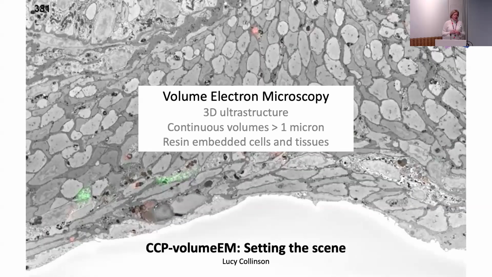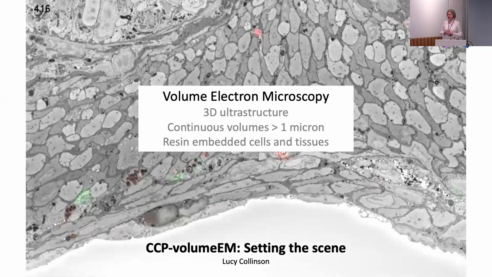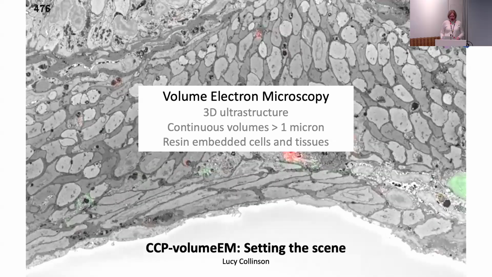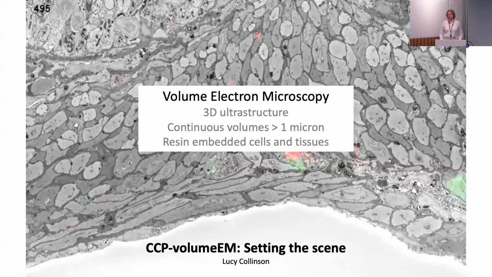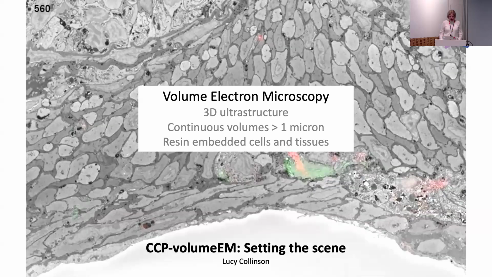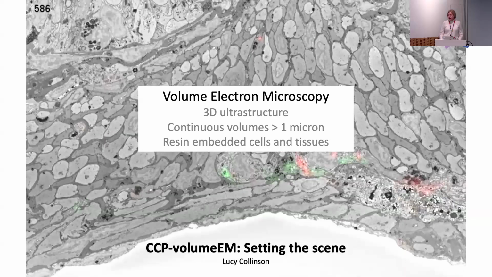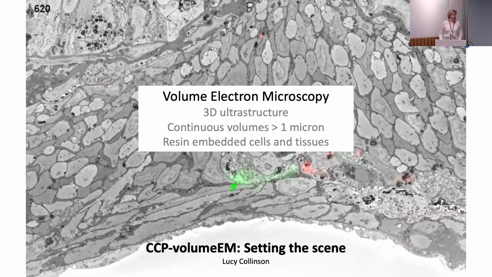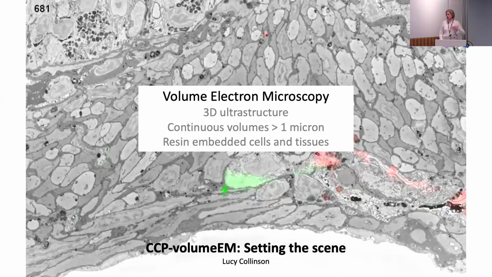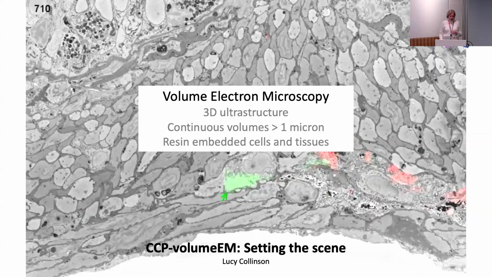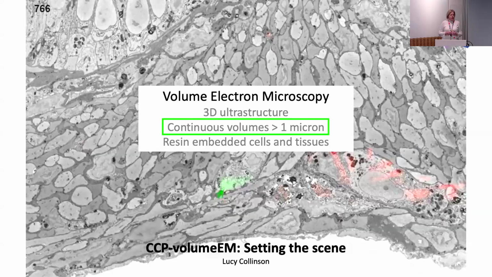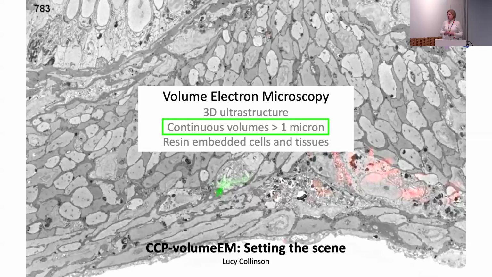So I thought I'd start off with a slide that I presented at the 3D EM, the prior EM in situ structural biology community meeting, because the way the community has defined volume electron microscopy up till now is 3D ultrastructure through continuous volumes of greater than a micron, imaging resin-embedded cells and tissues. And even back when we defined this, there was a case for including cryo volume imaging as well. And I think that case is getting stronger and stronger, so it might be something that the community want to revisit. But I think the really interesting thing here is the continuous volumes greater than 1 micron.